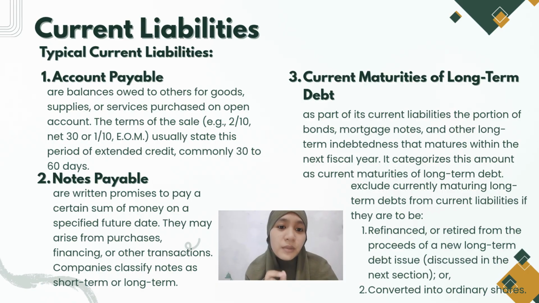The third one is current maturities of long-term debt. As a part of its current liabilities, a company reports the portion of bonds, mortgage notes, and other long-term indebtedness that matures within the next fiscal year, and it categorizes this amount as current maturities of long-term debt. Companies exclude currently maturing long-term debt from current liabilities if it is to be, one, refinanced or retired from the proceeds of a new long-term debt issue, and the second, converted into ordinary shares.